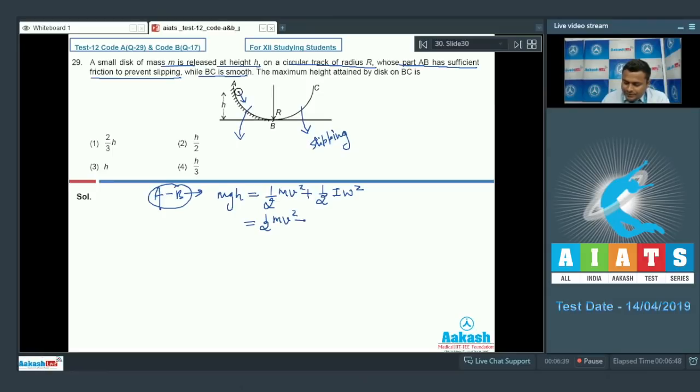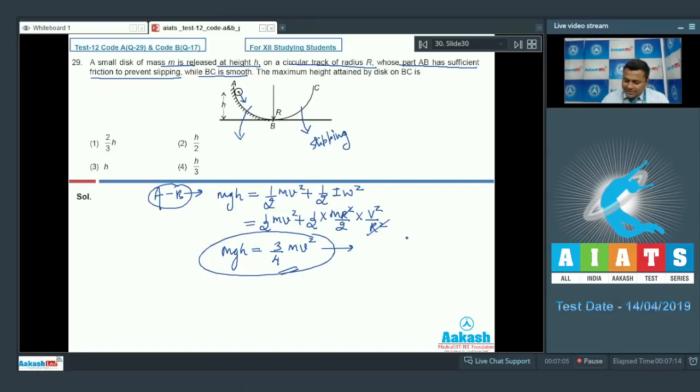half mv square plus half moment of inertia of disk about its center of mass, mr square by 2, multiplied by omega, that is v by r, so square, v square by r square. Solving gets us mgh equals 3 by 4 mv square. Now let's calculate the value of half mv square from here, because we will need it after that. So half mv square we can write from here, that is 2 by 3 mgh.